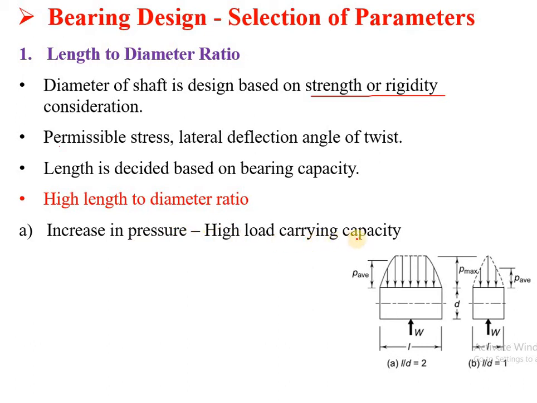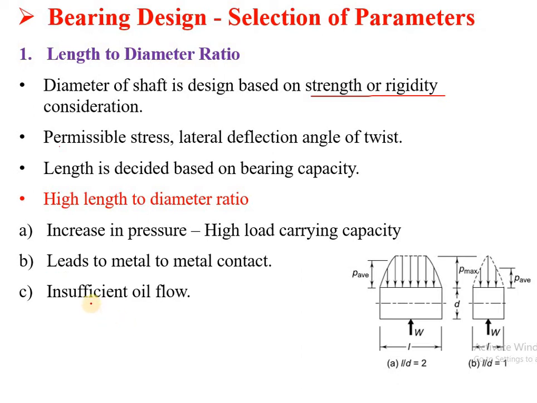So, this increases the load carrying capacity of the bearing. Now, at the same time, when your L by D ratio increases, it means the length of the shaft increases. And we know that the longer the shaft, the greater the chance of deflection. Due to the deflection in the shaft, this leads to metal to metal contact. So, it can lead to an increase in friction. So, there will be more wear. So, that will be harmful for the bearing.